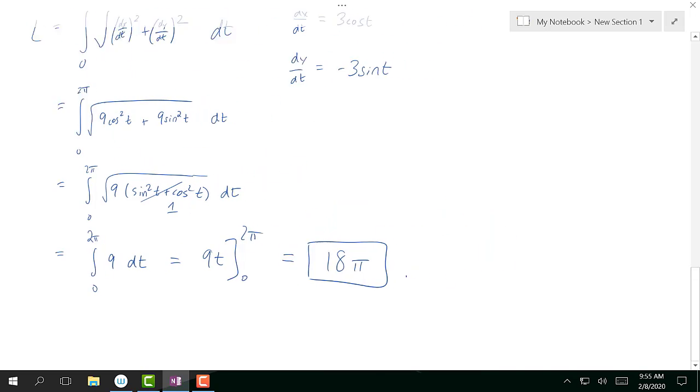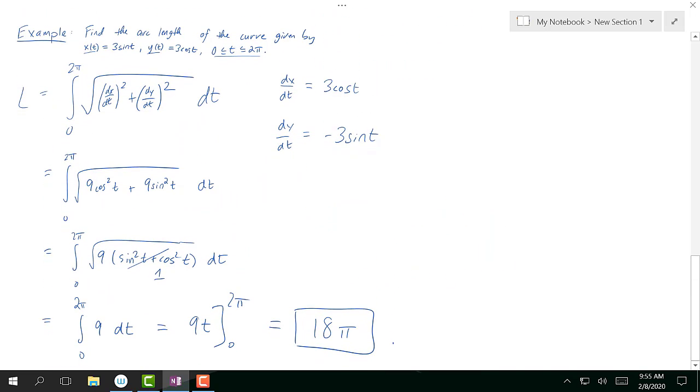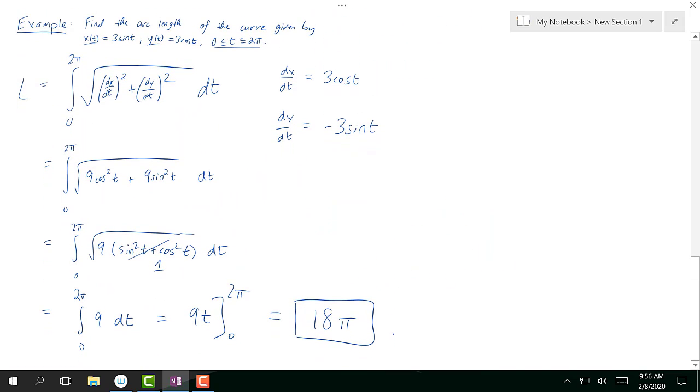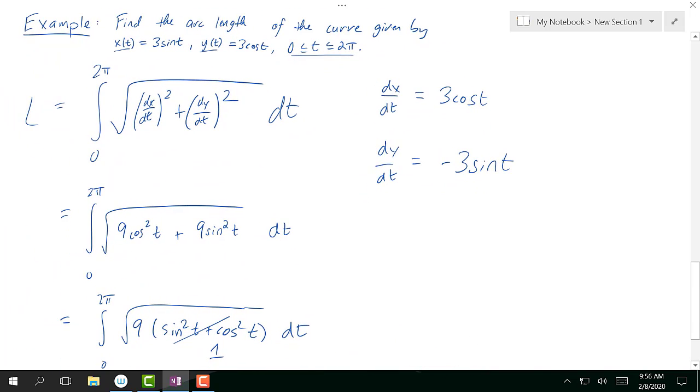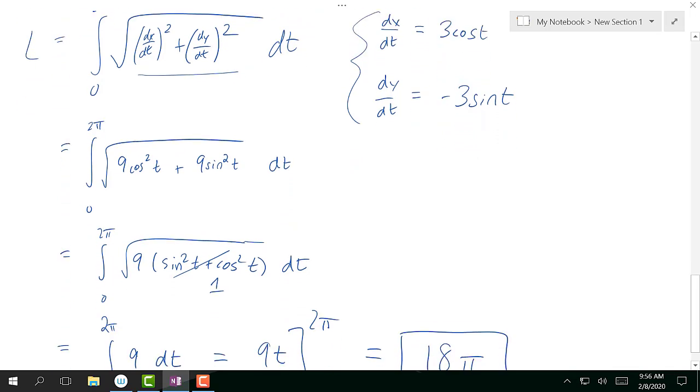Okay, so again, we're just looking at the arc length of the curve given by this set of parametric equations. We have our equation here. First thing we do is just take derivatives and then plug those into our equation.